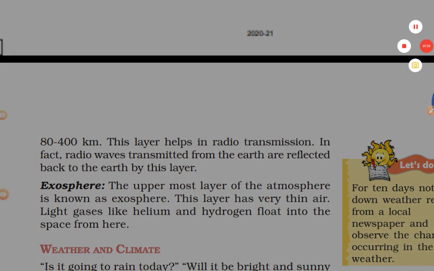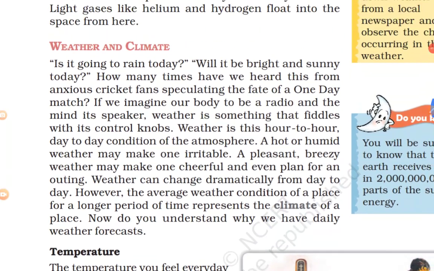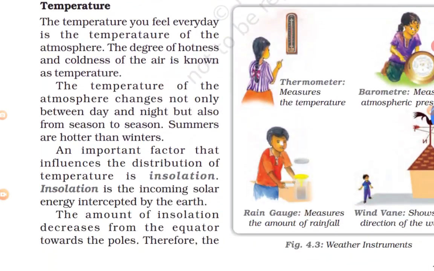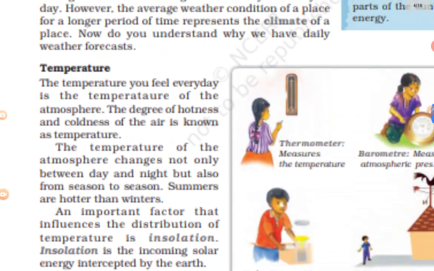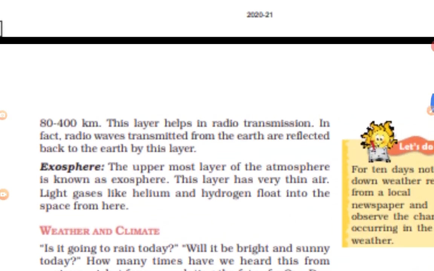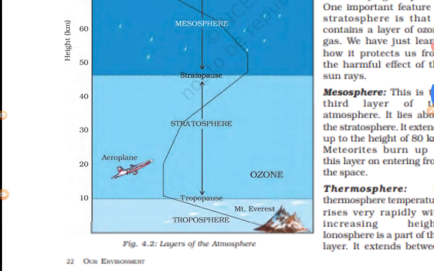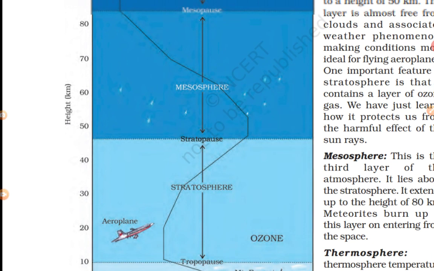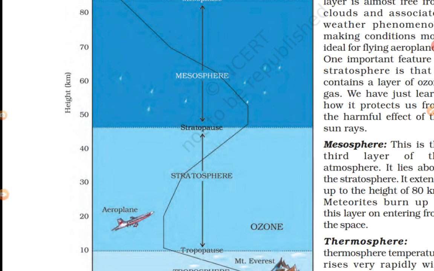So dear students, in this video we have discussed the structure of the atmosphere. After that, weather and climate, which we can consider in the next video. Whatever we have covered in this video, you have to revise. You should make a diagram of the atmosphere's layers. All the layers you can see in this image, and after that you can understand the importance of each and every layer.